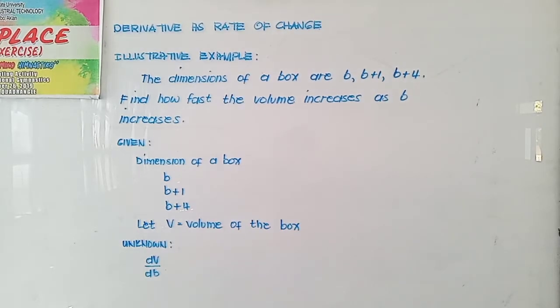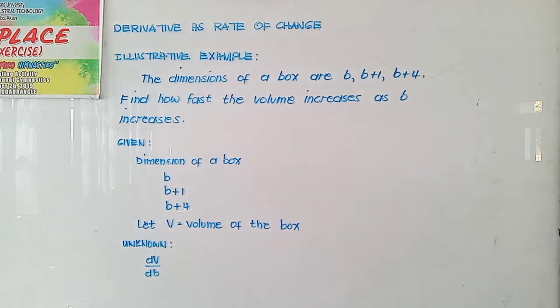So again, there are two interpretations we have for derivative. One is the slope of the tangent line to the function. The other one is on the board, rate of change. All right, we have an illustrative example on the board given the dimensions in terms of b. B is of course any arbitrary value.